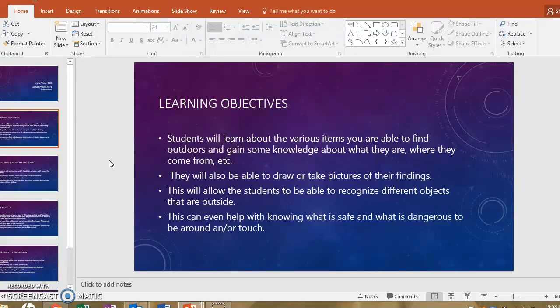This can even help with knowing what is safe and what is dangerous to be around and or touch. We can even do, maybe part of the preparation is introduce them to different plants that are okay to touch or that are not okay to touch. So maybe it's okay to touch the leaves off a tree and it's not okay to touch the poison ivy plant. I'm sure it's not going to be around school, but just to give them a heads up.